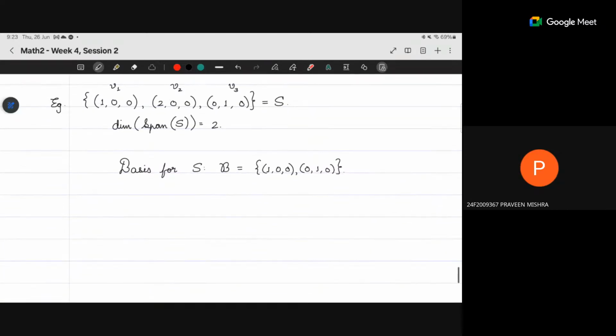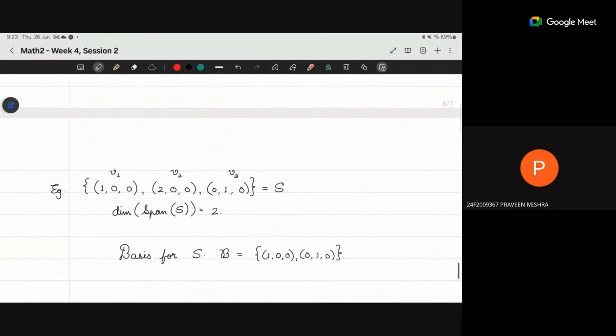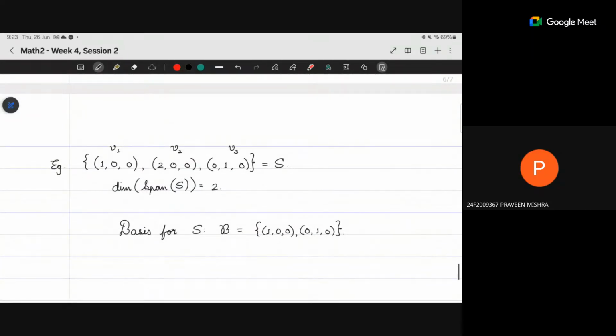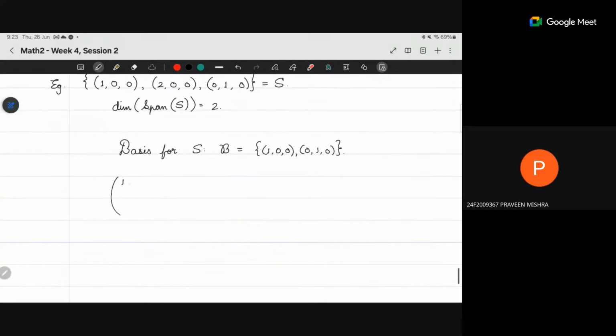So how to construct a basis? So how to get the dimension? We have already seen the number of non-zero rows. Now let us see how to get an explicit basis. Just for completion, let me do the row reduction for this as well. The first step would be what? R2 minus 2 R1. So that will give me this.